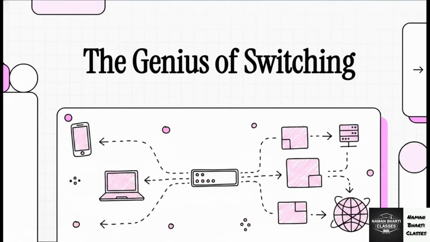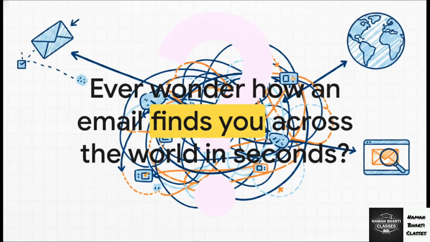All right, let's get into it. Today, we're pulling back the curtain on the invisible magic that basically runs our entire digital lives. We're talking about network switching, the absolute genius system that lets billions and billions of devices talk to each other like it's nothing. I mean, really think about that for a second.